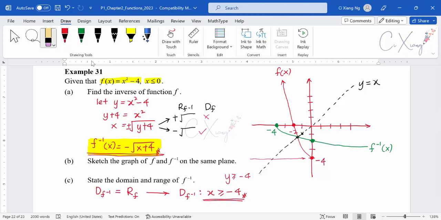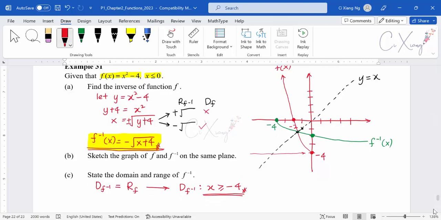Then how about the range of the inverse function? According to what we learned earlier, it equals the domain of the function. And what is the domain of the function here? The domain of the function is given as x less than or equal to 0. Therefore, our range is also this, but I need to change it to y. So y less than or equal to 0.